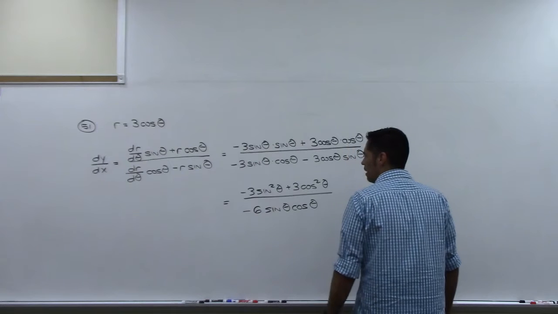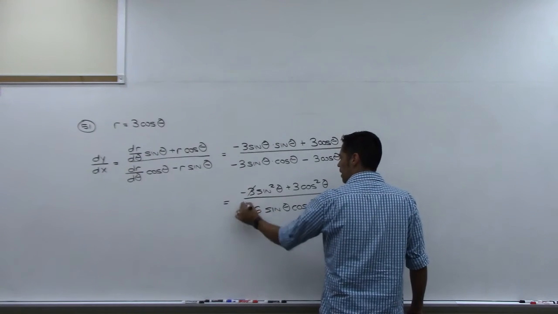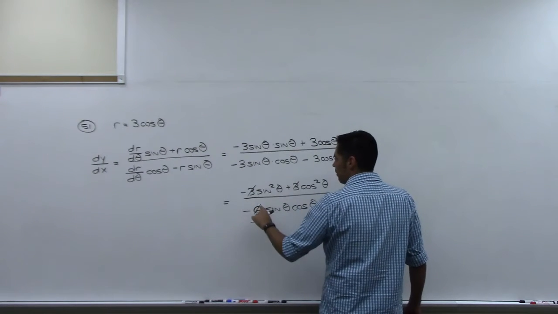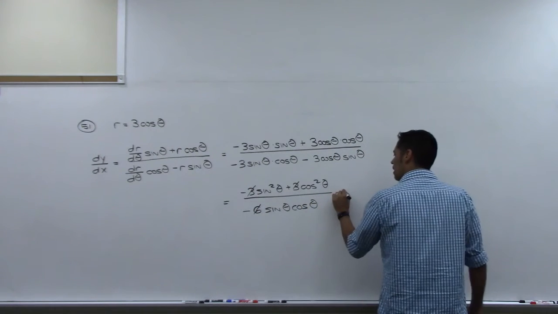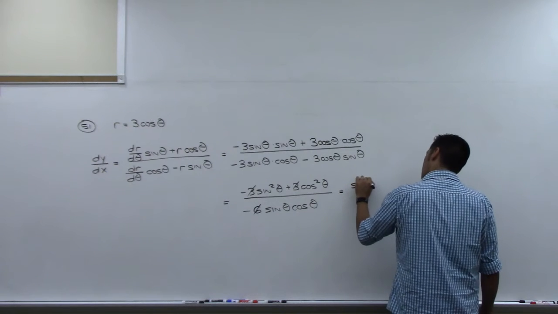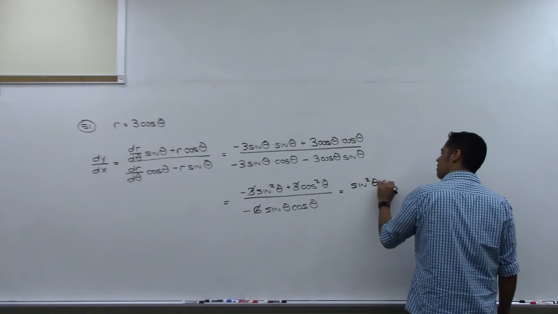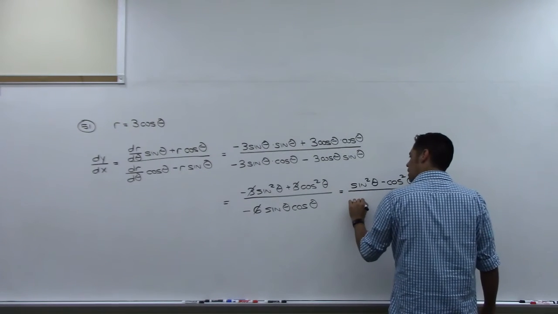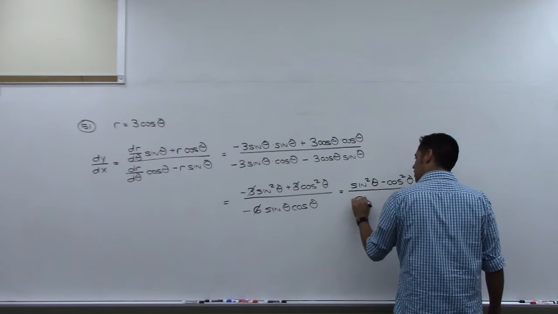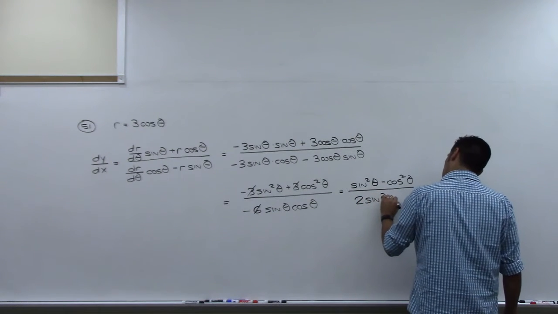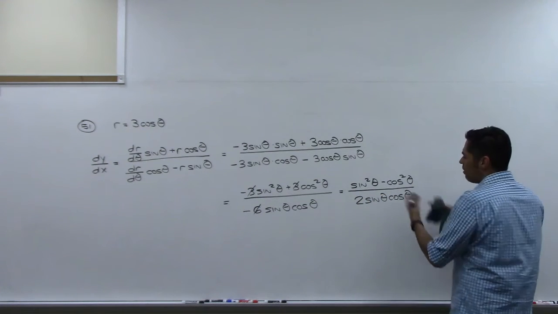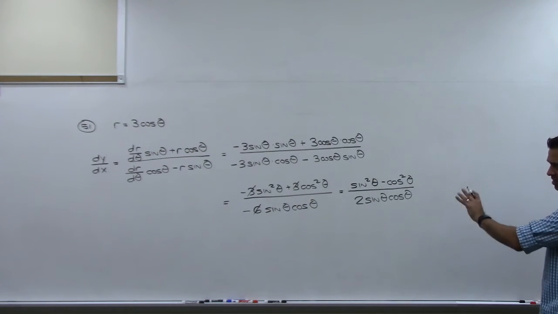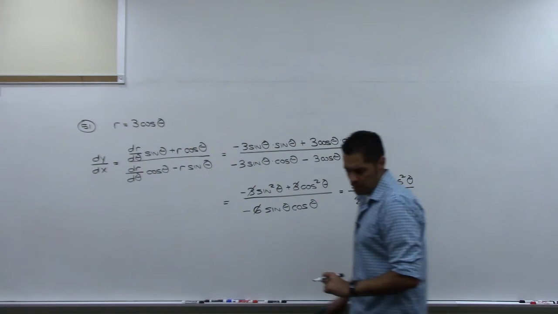And I'll do a little more cleaning up here. Let me just cancel out a factor of 3. Actually, let's cancel out a factor of negative 3. So I'm going to divide everything by negative 3. And if I do that, I should get sine squared theta minus cosine squared theta over, let's see, I factored out, so 2 sine theta cosine theta. Now there's other identities we could use right now to clean this up, but I'm just going to leave it like this and now answer the questions.